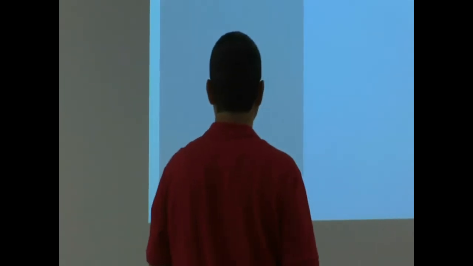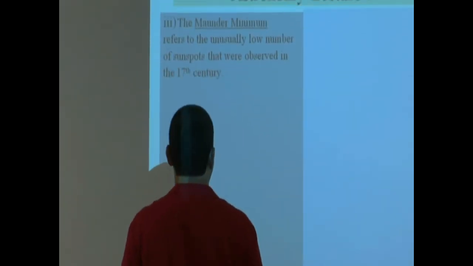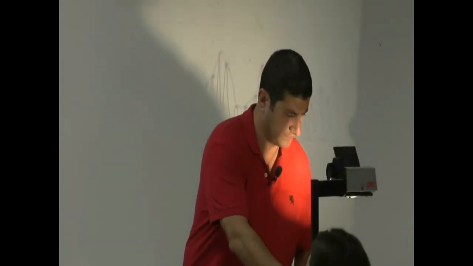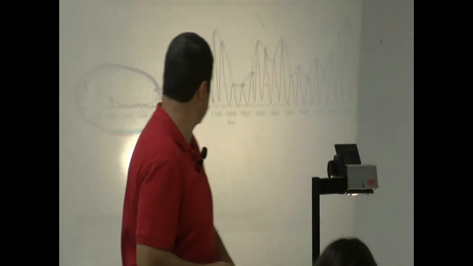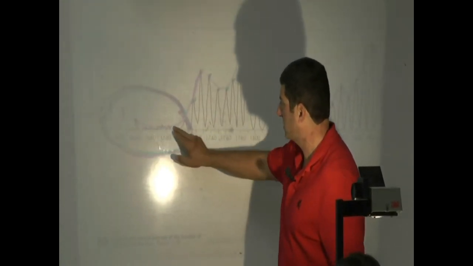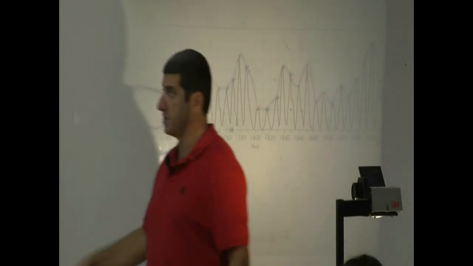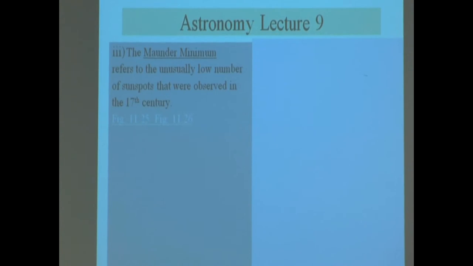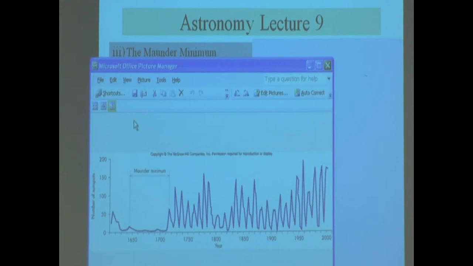The Maunder Minimum, that's the one that I was referring to, 300 years ago. During that time, there was a little ice age. Unusually low numbers of sunspots were observed in the 17th century. See, that's the one that I showed earlier too. This one here, you see, even the maximums were very low, for about 100 years. Now, there's another picture of the Maunder Minimum.